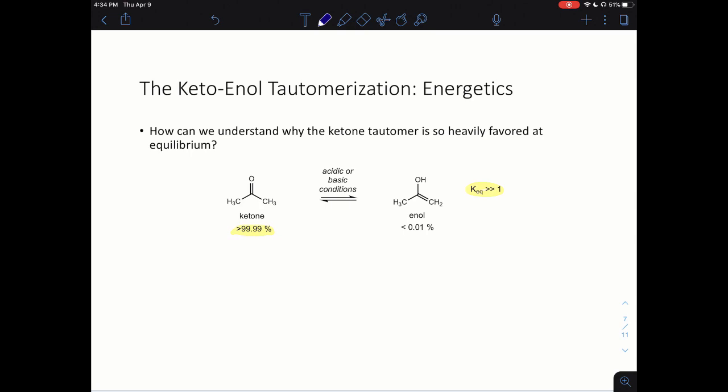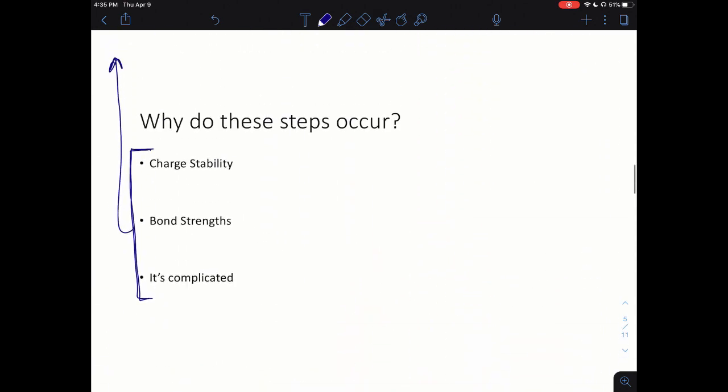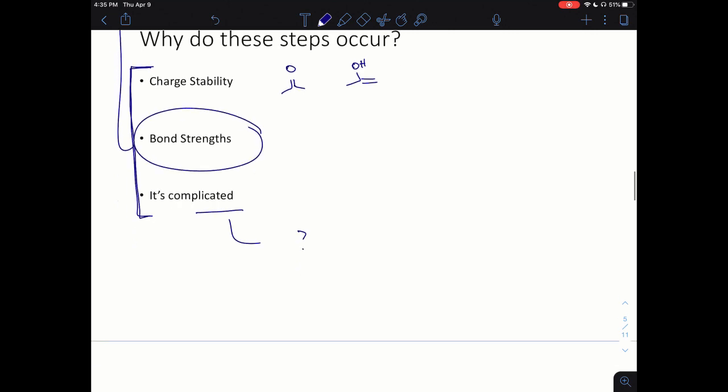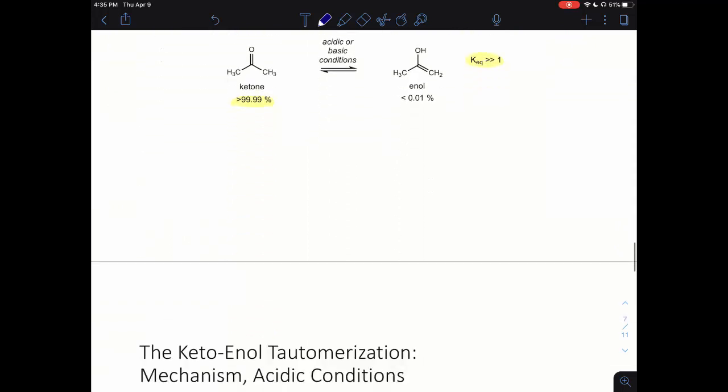Let's think about what bonds are different between the ketone and the enol. Think about our list of factors here. So charge stability. Well, the ketone is not charged and the enol is not charged. That's not going to help us. It's complicated. Well, maybe, but I think it's going to be bond strengths. Let's take a look at that.